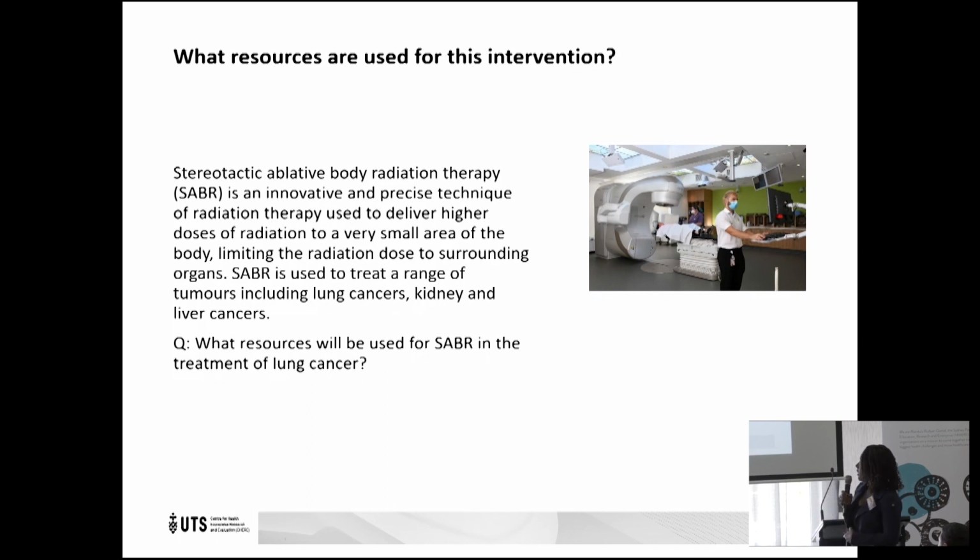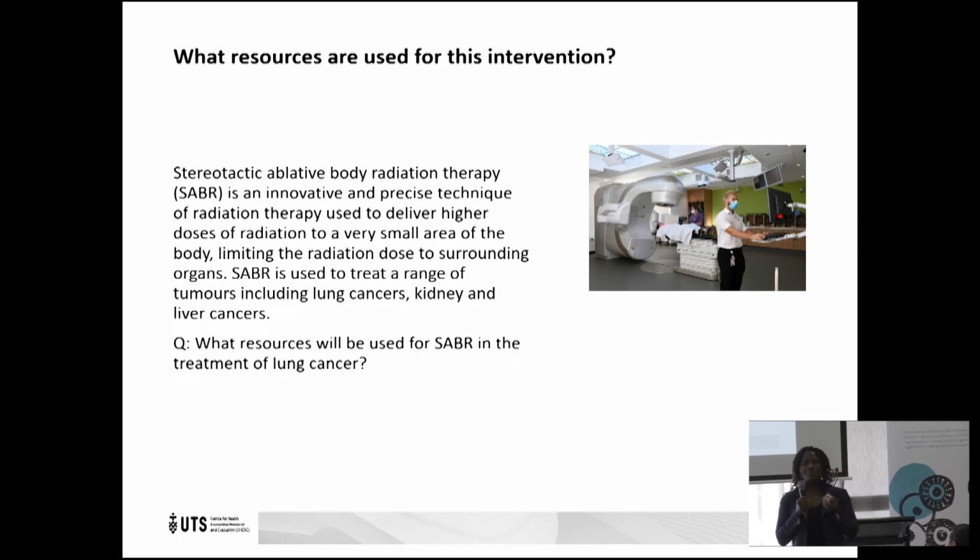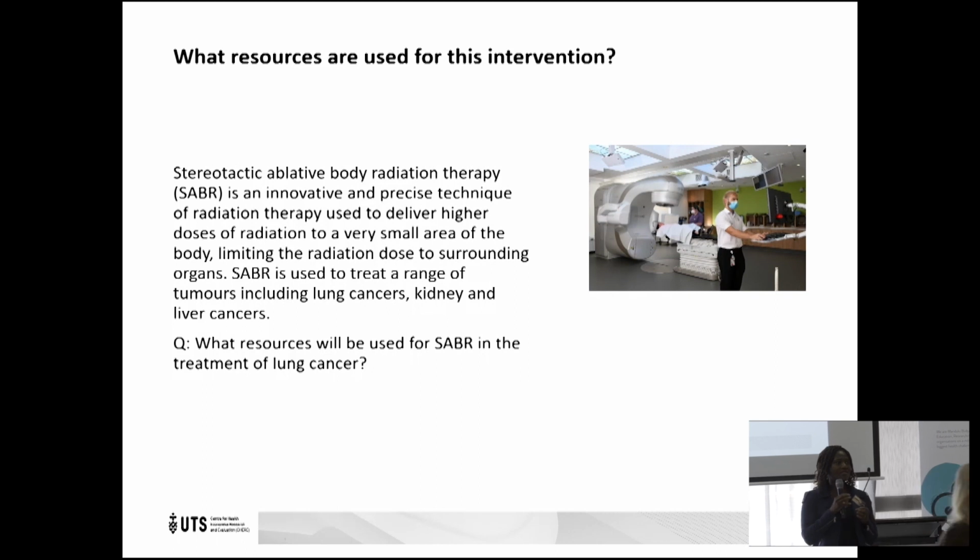So with this in mind, what do you think? I know I'm not a radiation therapist myself, but I'm just giving you a context of how it looks. What do you think are some of the resources, or in simple terms, some of the things we would need in rolling out this, in using this SABR, as I'll refer to it, to treat lung cancer? So let's say a patient has lung cancer, and we want to use SABR to treat the patient. What do you think are some of the resources that we would need?